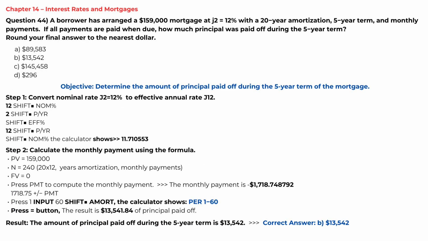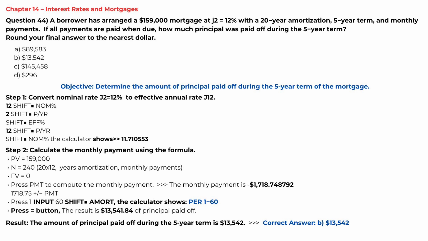Question 44. A borrower has arranged a $159,000 mortgage at J2 equals 12% with a 20-year amortization, 5-year term, and monthly payments. If all payments are paid when due, how much principal was paid off during the 5-year term? Round your final answer to the nearest dollar. The question wants us to find the amount of principal that has been paid off during the 5-year term.